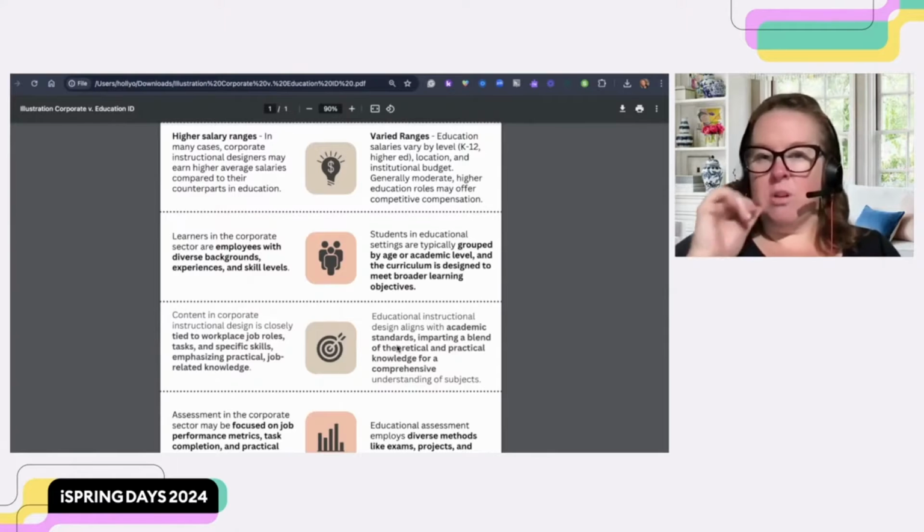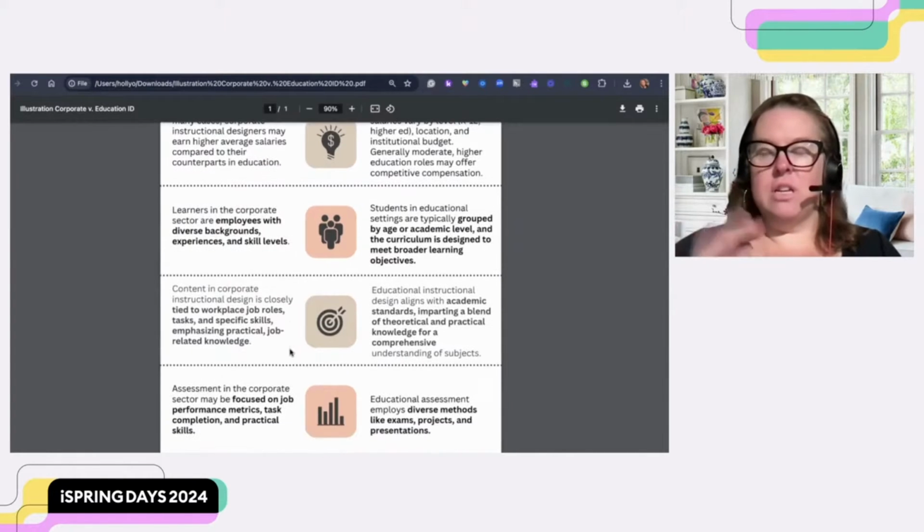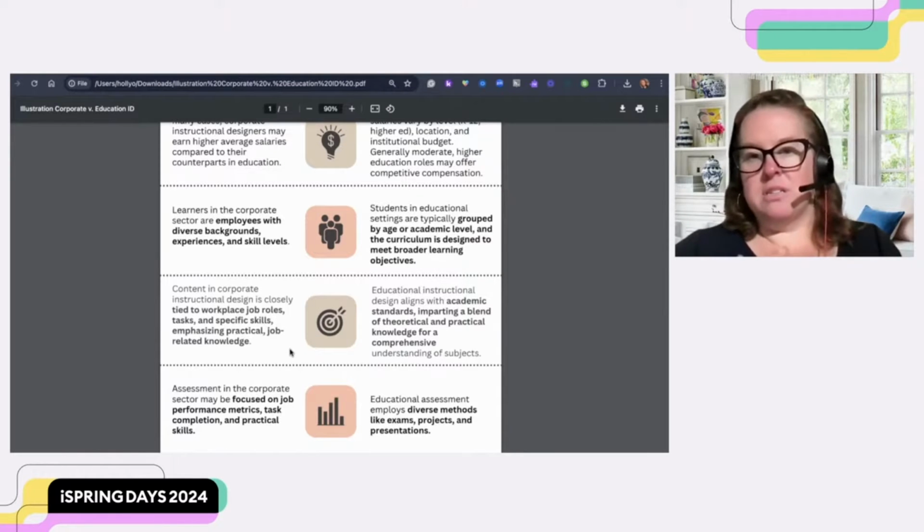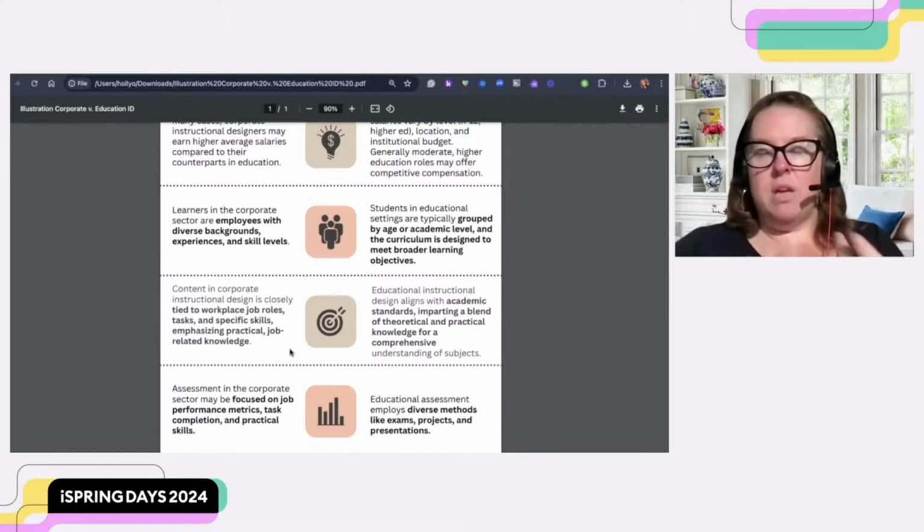So in the corporate space, you're really tying it to your role, what you're doing and your skills. For example, as an instructional designer in the corporate environment, I have to know things like iSpring. I have to understand learning management systems. I have to be able to project manage. And that's not necessarily something that is occurring in the academic space. So I have to be able to perform in my role.